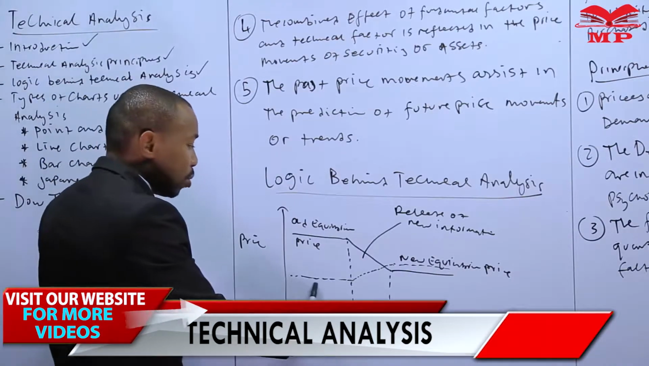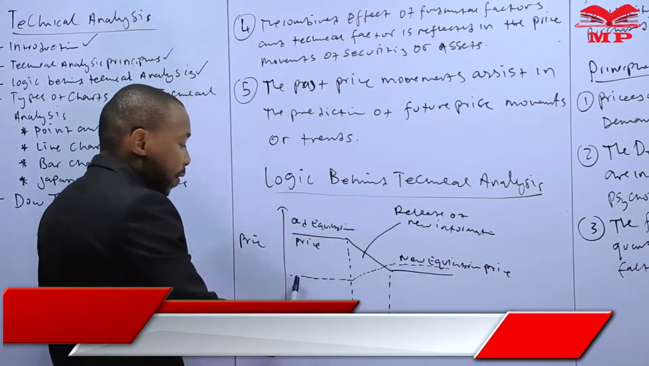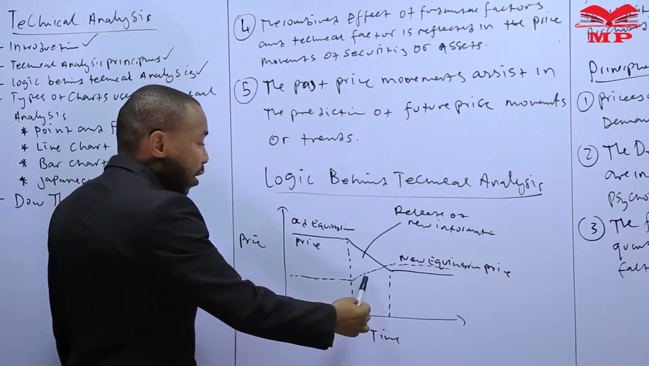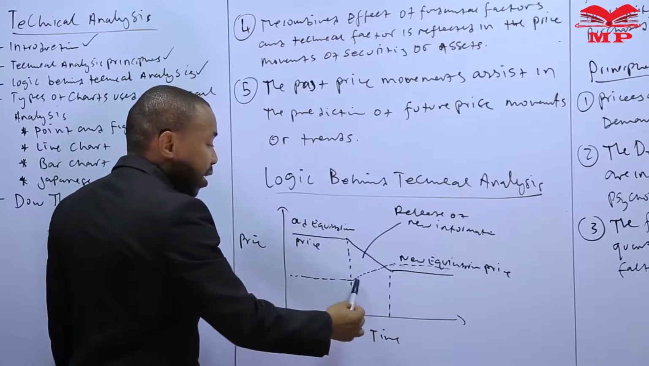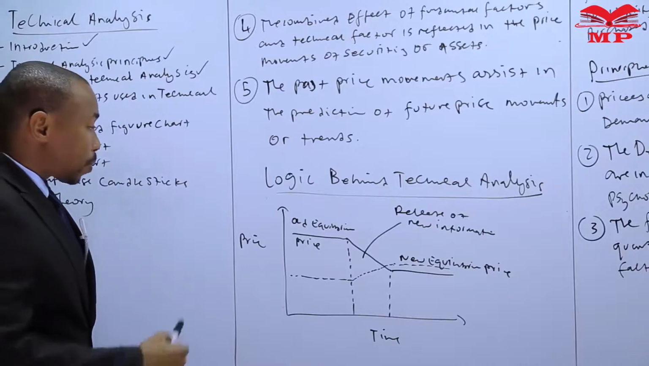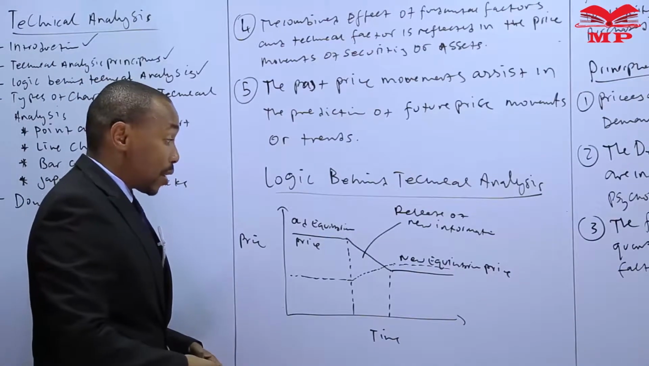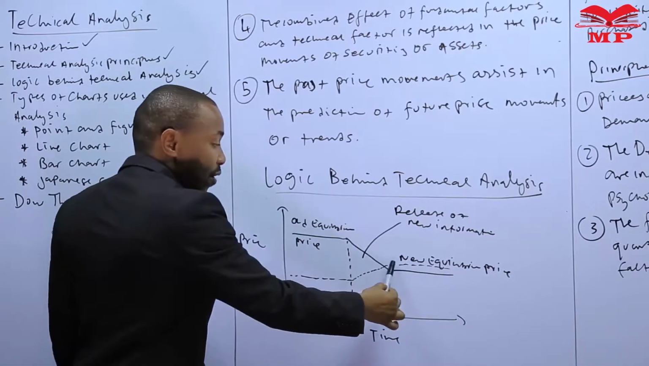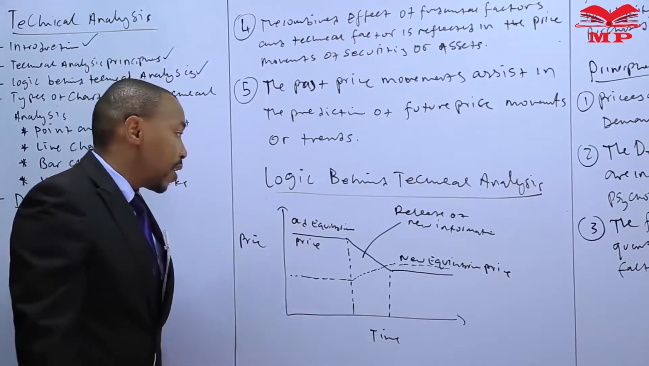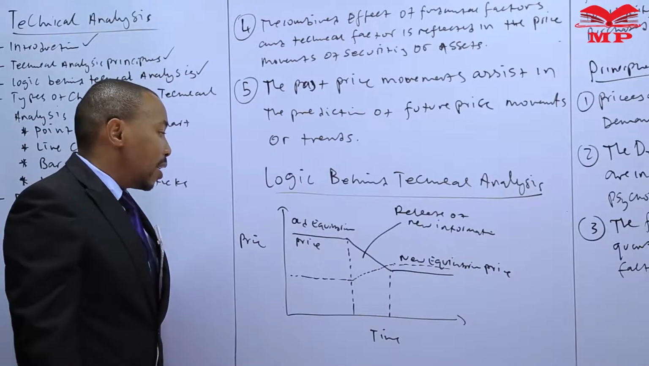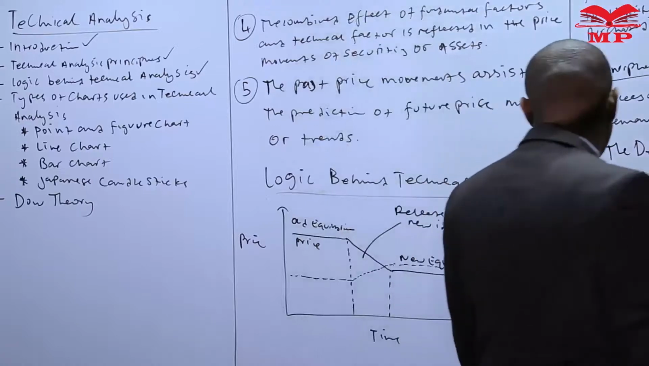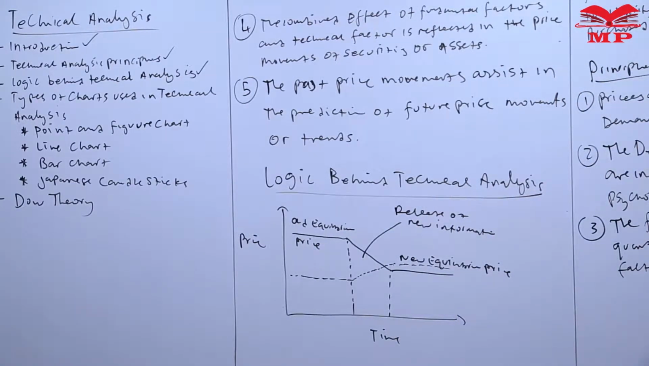However, in this dotted line which I've drawn moving up, this part over here indicates the old equilibrium price, which was much lower. The release of new information aroused some form of demand for that security, so you can see that the new equilibrium price is much higher than this dotted line which began over here. So the logic behind technical analysis is driven by the forces of demand and supply. That is what I can explain under the logic behind technical analysis.